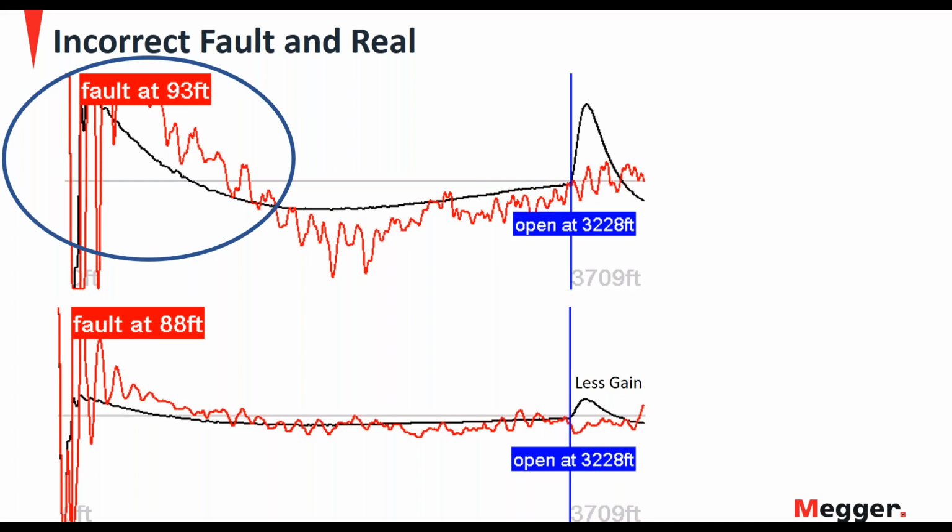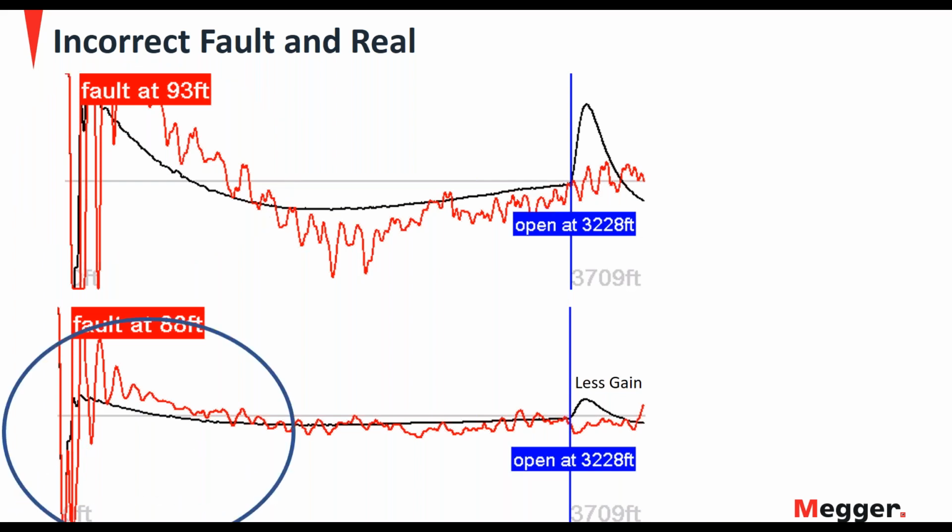My red trace is full of noise. I can't even see the pole on the fault flag there. It's all disguised over there on the left-hand side. Looking at this, I have absolutely zero confidence that that's a real fault, and I can't verify it.